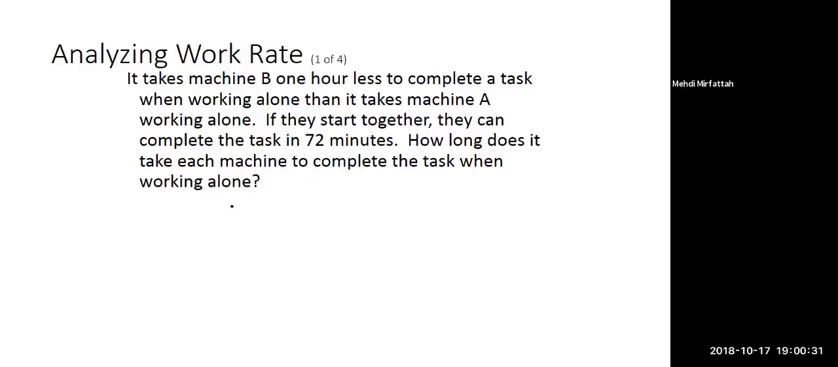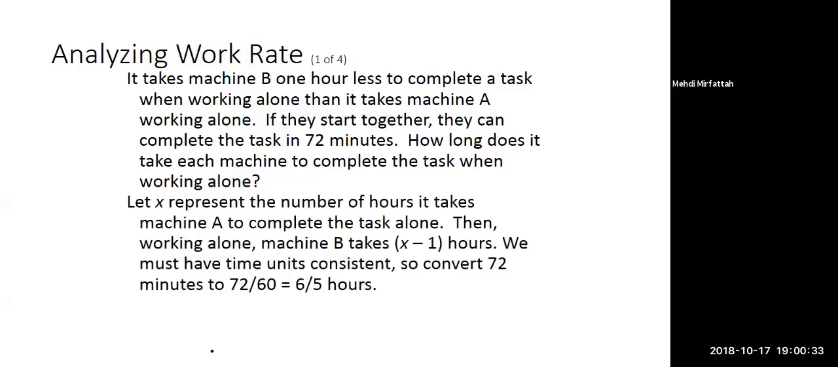All right, so let's see what we got. We're gonna let X represent the number of hours it takes machine A to complete the task alone. Then working alone, machine B takes X minus 1 hours. We must have the same time units. So in this case, we have 72 minutes. We need to convert it to hours. So 72 over 60, that's the first thing we're gonna do. Make both units the same, hours.